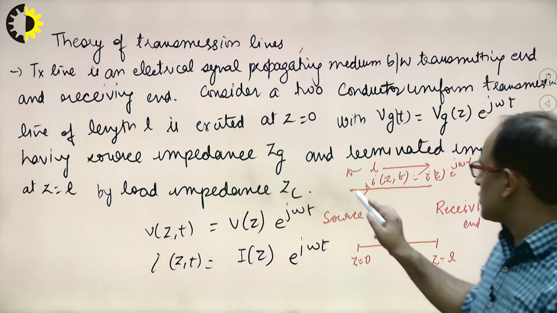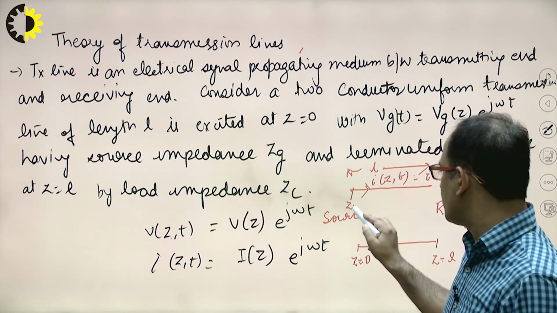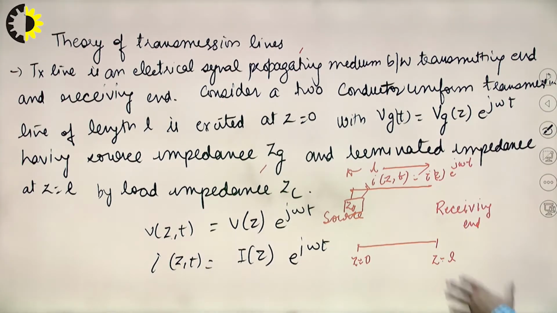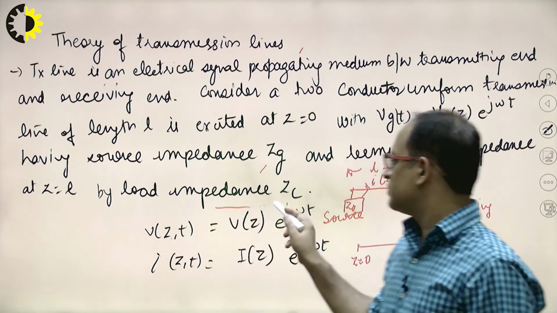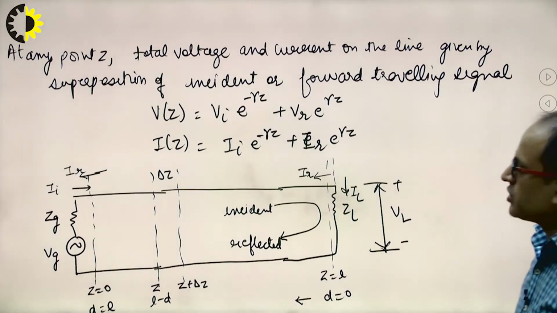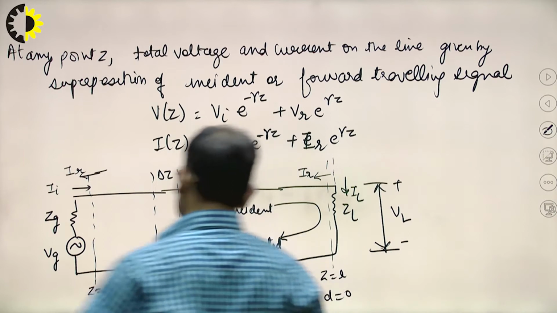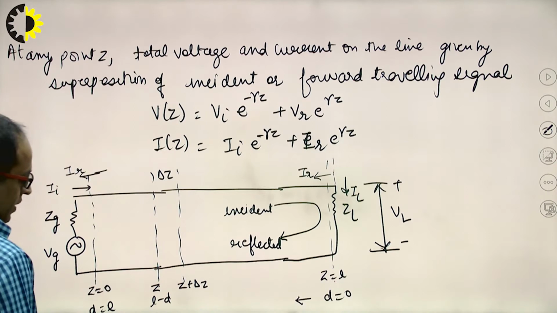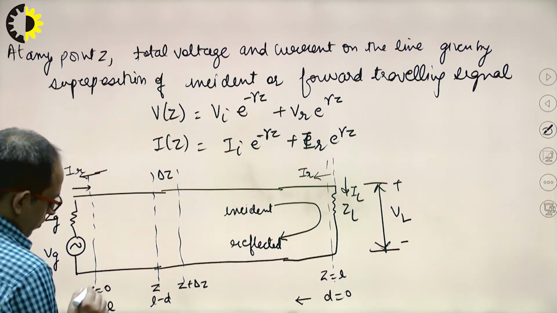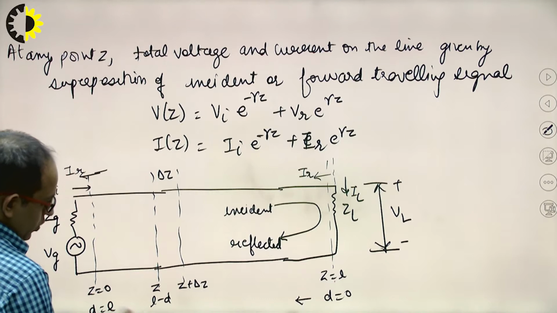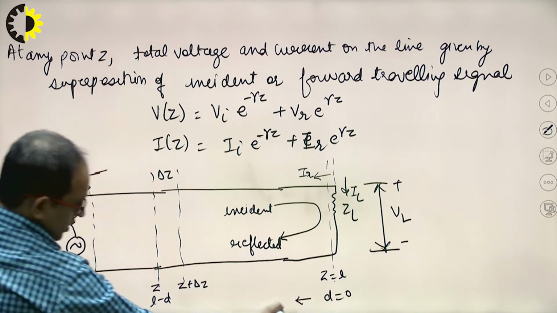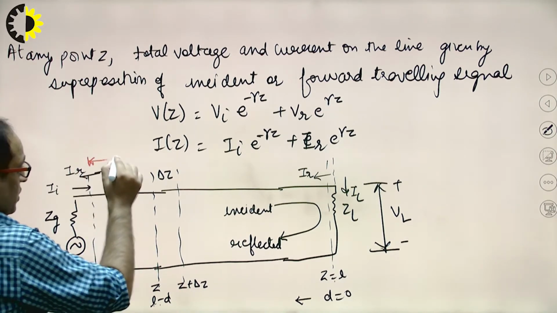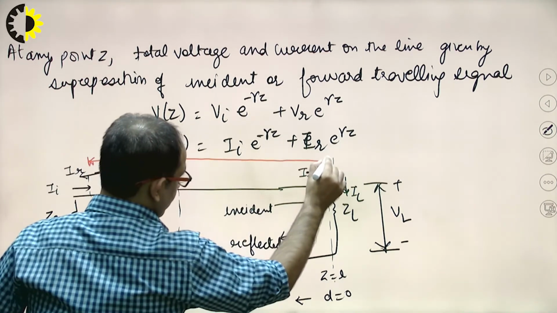And let's say this source has a source impedance known as Zg, and this terminated impedance is given by ZL. Now see, at any point of Z, if I say this is a transmission line, here Z equal to 0 and this one is Z equal to L, and in between let's say this one is d equal to L and this one is d equal to 0. If I say this is the direction, then this may be L minus d, and the whole length of this transmission line will be L.